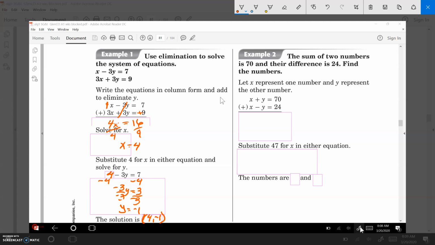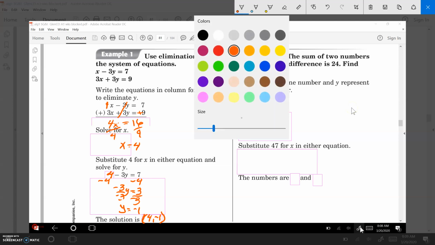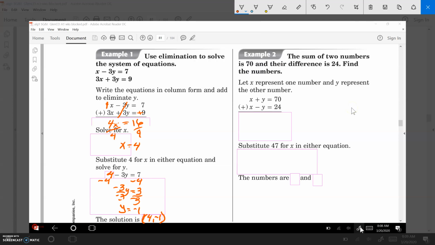Okay? So the first step on this side is really easy, even on the next side. We just add them together. One of the variables should eliminate. Alright, now this time it was y, it doesn't have to be y.